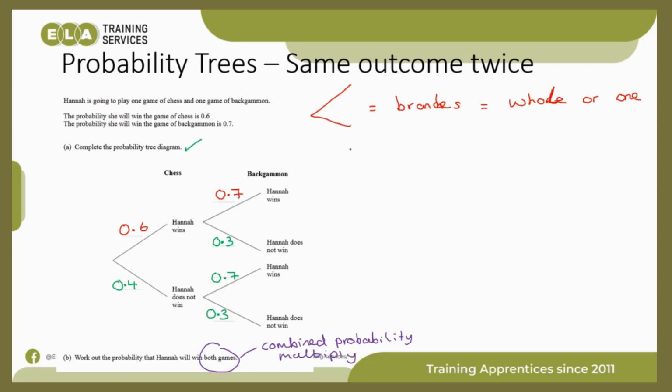So we'll win both games. So chess is 0.6. Backgammon is 0.7. So we're going to multiply those two together, which leaves us with 0.42. And that is how we do the same outcome twice with probability trees. So you multiply across the probabilities.